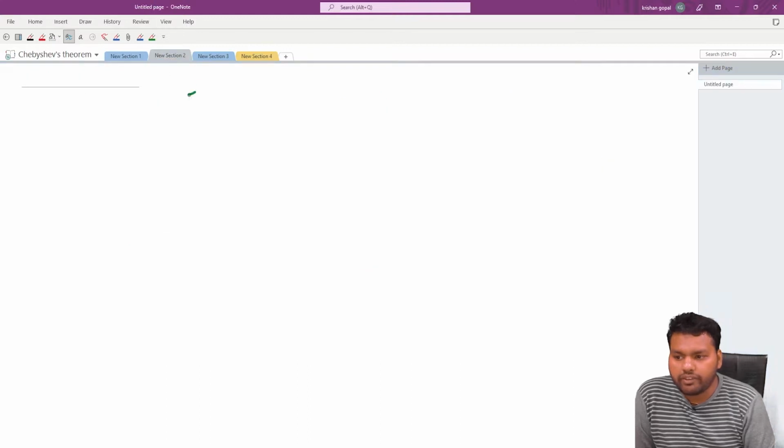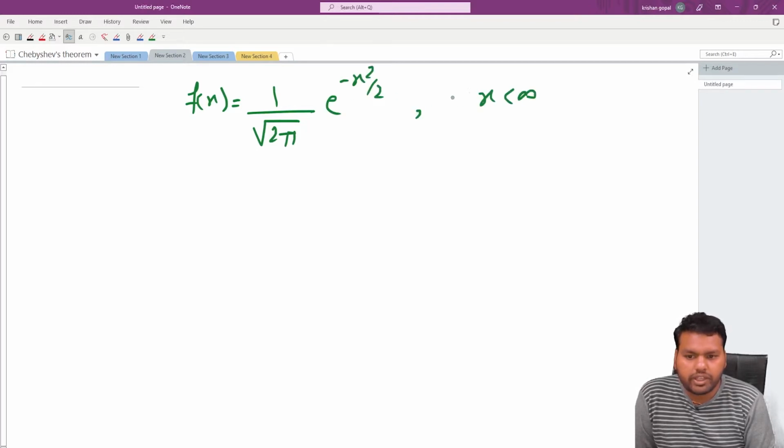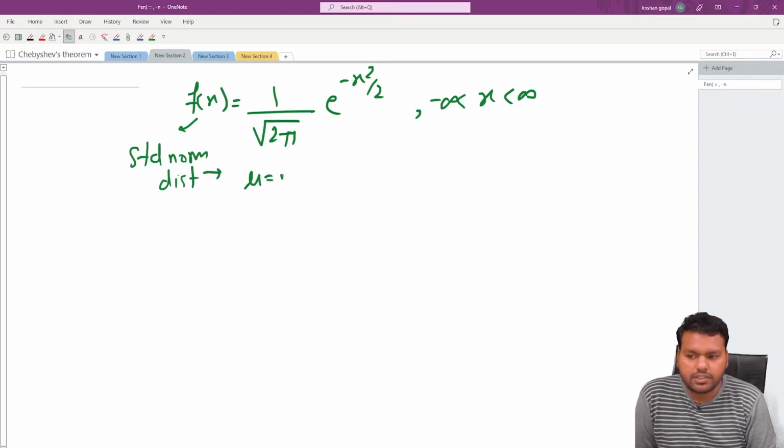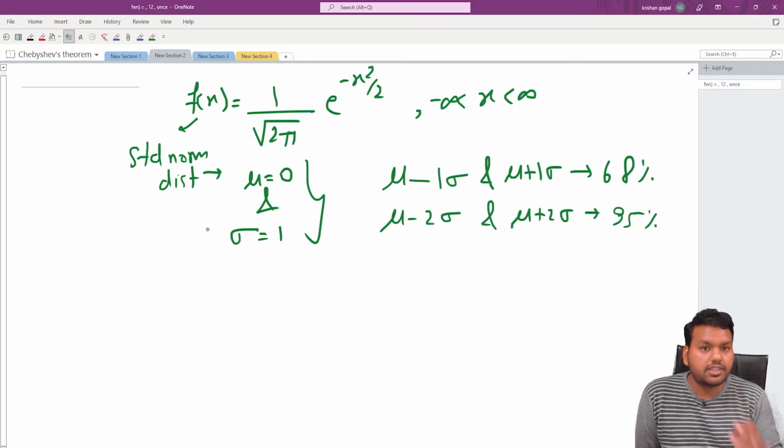Let us suppose you have a distribution f(x) = 1 upon under root 2 pi, e raised to the power minus x square by 2, where x lies between minus infinity and infinity. This is the PDF of the standard normal distribution, whose mean is 0 and standard deviation is 1. The area between mu minus 1 sigma and mu plus 1 sigma is 68% for this distribution, and between mu minus 2 sigma and mu plus 2 sigma it is 95%. So this is a straightforward result when we know the distribution.